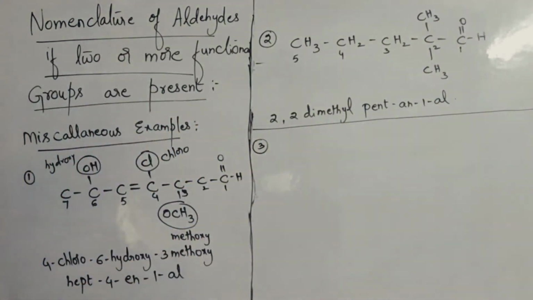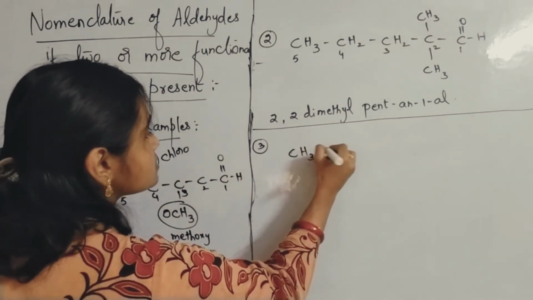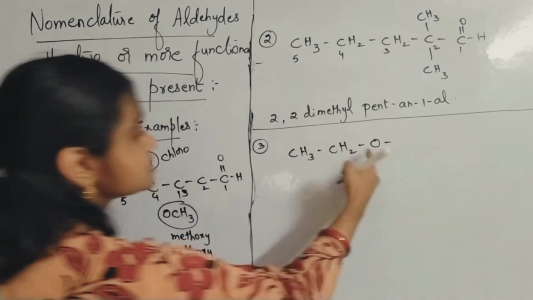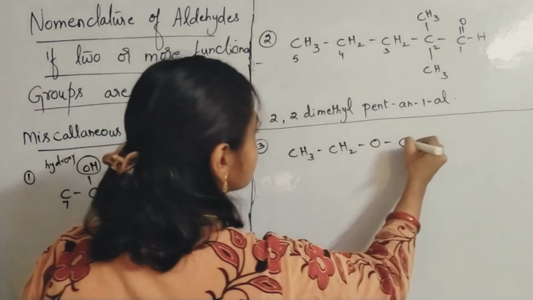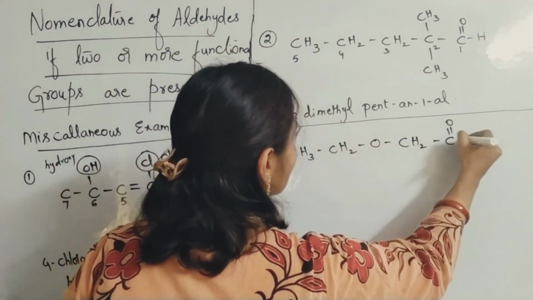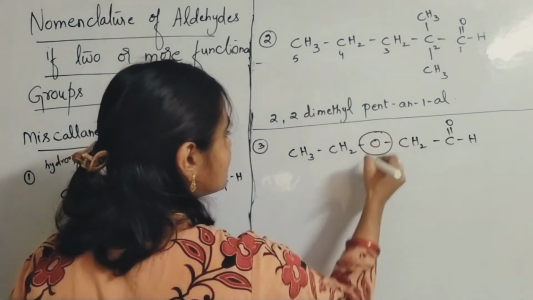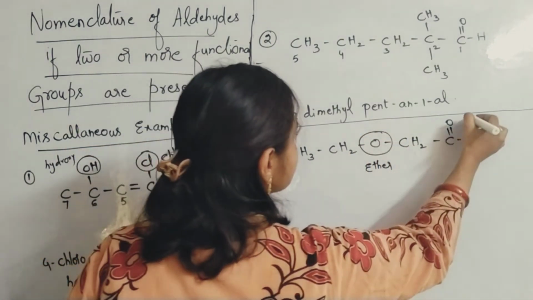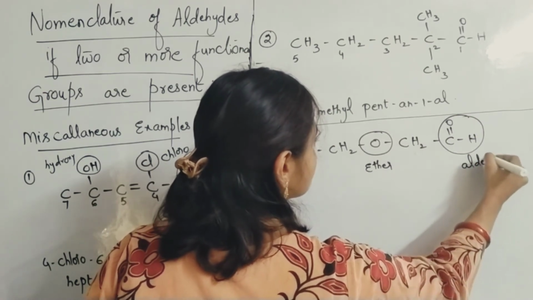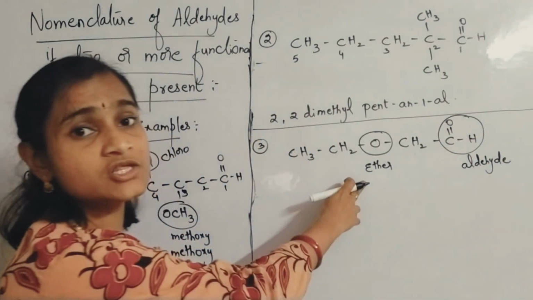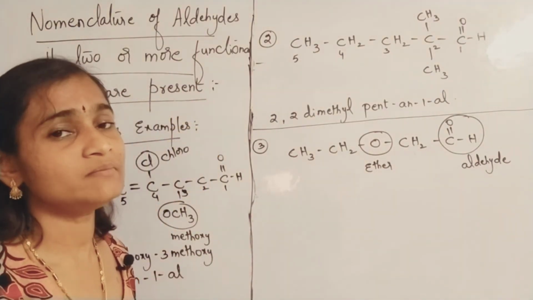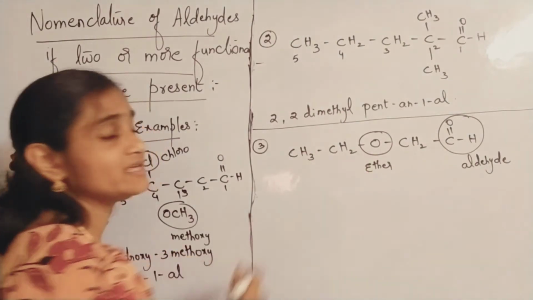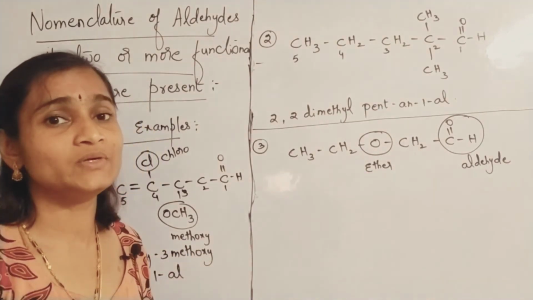Next, third one. CH3, CH2O, CH3, CH2O. This is an ether functional group. CH2, C double bond O, H. Okay, this is what? Ether, and this is aldehyde. Now, this is the ether functional group and this is the aldehyde functional group. Ether has what? Less priority than aldehyde. So for ether you will be giving a prefix and for aldehyde you will be giving a suffix.